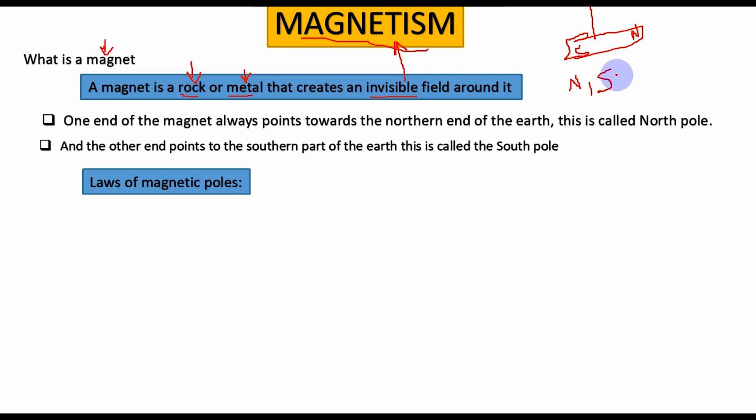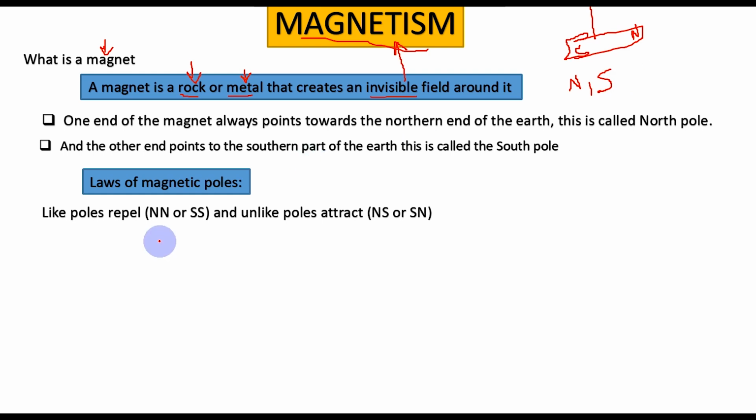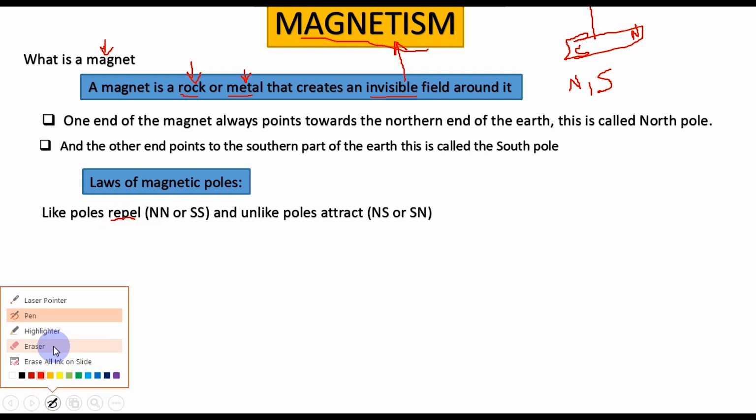When you bring the North Pole and the North Pole together, what will happen? When you bring a North Pole and a South Pole together, what will happen? That is what we mean when we say laws of magnetic poles. So here, the laws of magnetic poles: like poles repel, and unlike poles attract. When we say like poles, it means similar poles, like the North and the North, or the South and the South. When you bring these similar poles together, they are going to repel. To repel simply means to push the other away. They are pushing each other away.